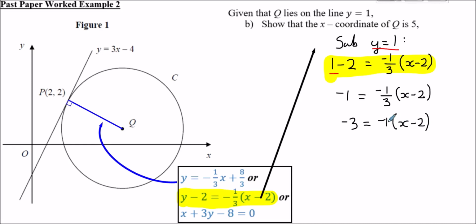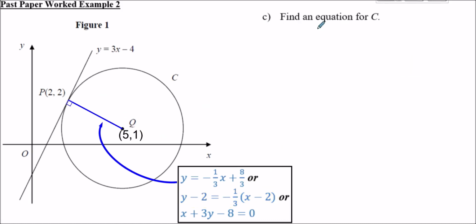If we now multiply, or divide in fact, by minus 1 on both sides, we get 3 equals 1 lot of x minus 2. Sorry, x minus 2, what am I thinking? This minus 1 disappears and becomes a plus 1, so just left with x minus 2. Add 2 to both sides, therefore we see that x must equal 5, as we wanted to prove. So we now know the coordinates of Q. We know the centre is now 5 and 1, so we can use this for part C.